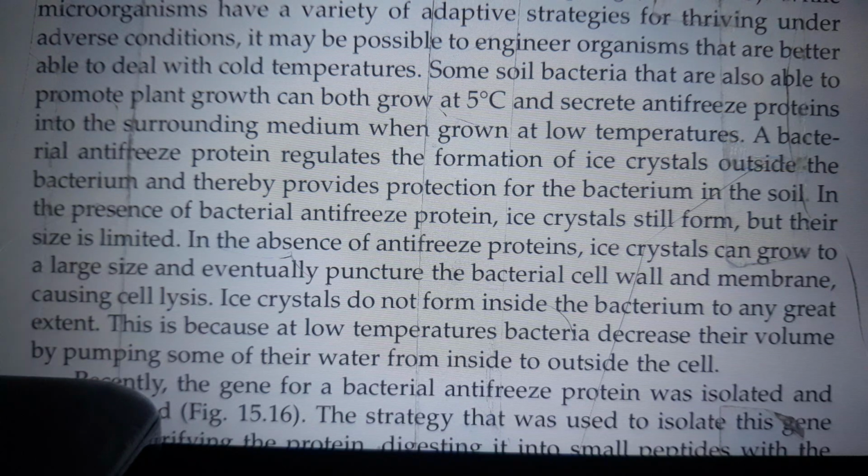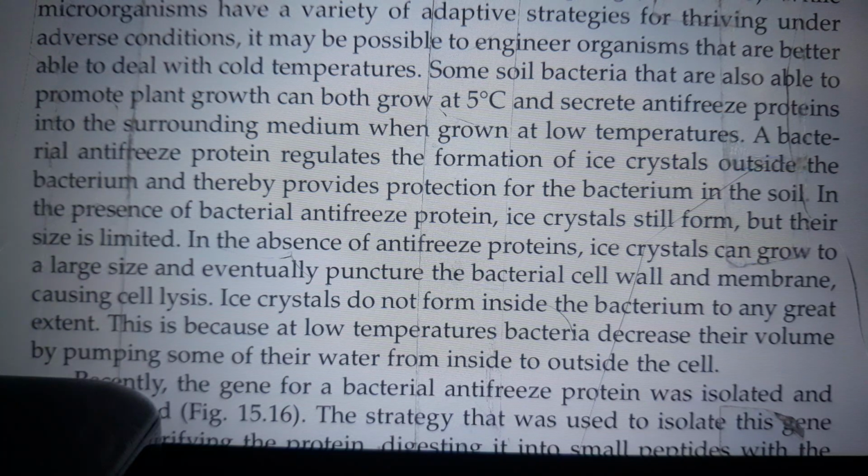It may be possible to engineer organisms that are better able to deal with cold temperatures. Some soil bacteria that are also able to promote plant growth can both grow at 5 degrees centigrade and secrete antifreeze proteins into the surrounding medium and grow at low temperatures. A bacterial antifreeze protein regulates the formation of ice crystals outside the bacterium and thereby provides protection for the bacterium.